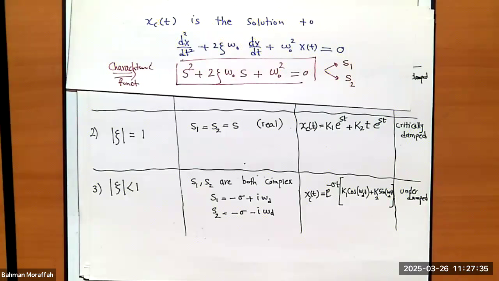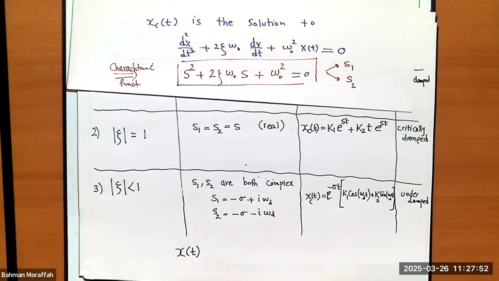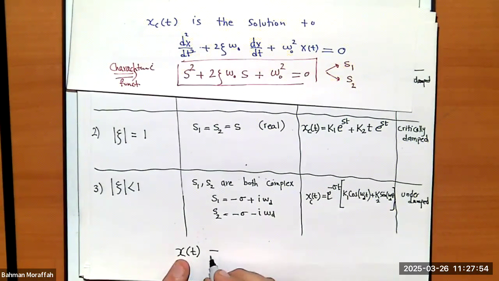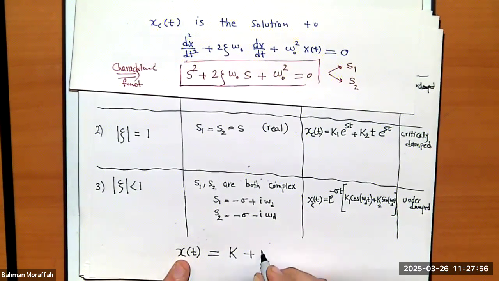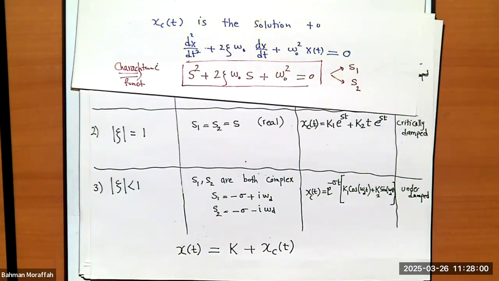And then we said, given the initial conditions that we have, whether it's a circuit or any differential equation, we can find k1 and k2. Right? So x of t, which is the whole solution, would be k plus xc of t.